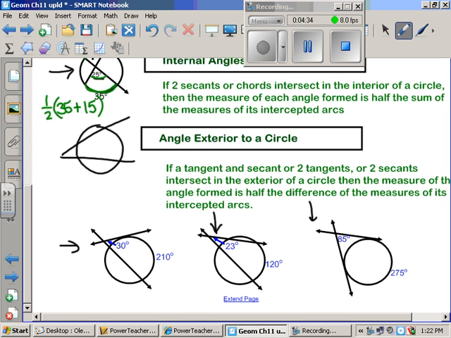Because obviously, again, instead of having just one arc, we've got two. So this angle here has an arc here and an arc here. So the angle is equal to the difference in those two arcs. And obviously, it can't be negative, so you always have to do the larger arc minus the smaller arc. Okay? All right. Let's practice that some.